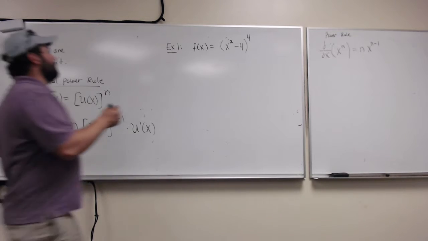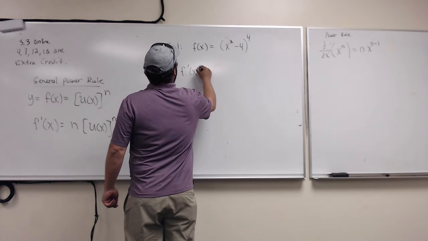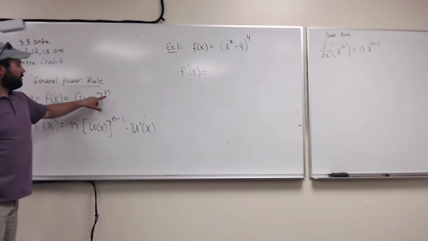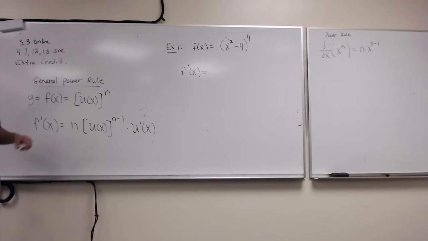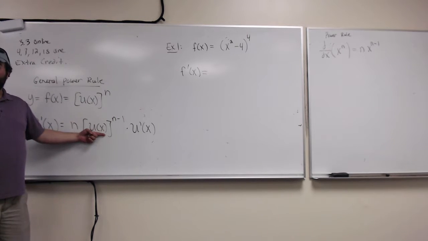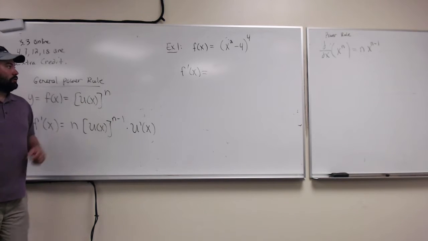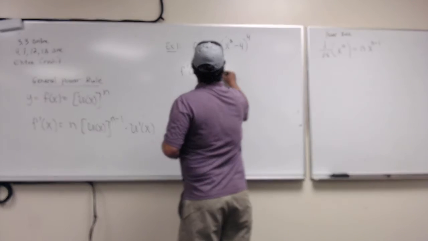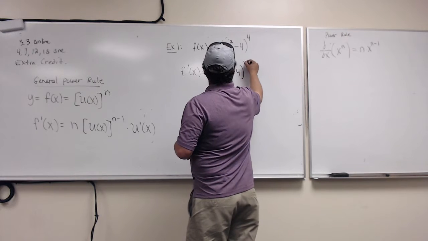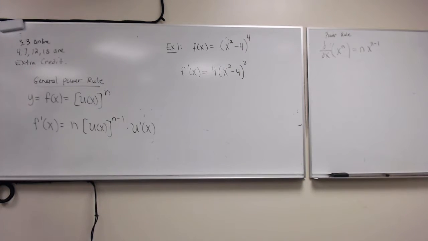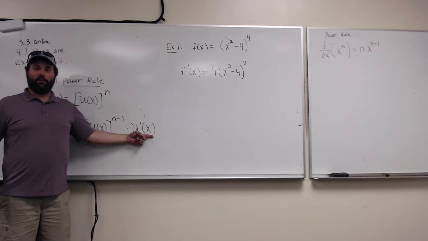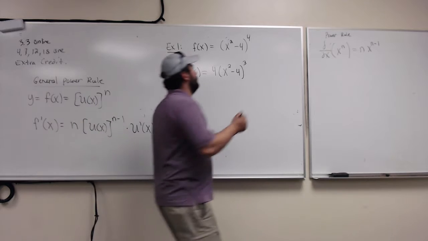So now what we can do instead, f prime of x, this rule says the outer power can come out front. What's inside the parentheses will stay the same. And then you reduce the power by 1. So this is 4 times x squared minus 4 to the next lowest power. But if I just stopped there, I would be wrong. Okay, you can't just do the power on the outside and bring it down and be done. It says you also have to multiply by the derivative of what's in the parentheses.